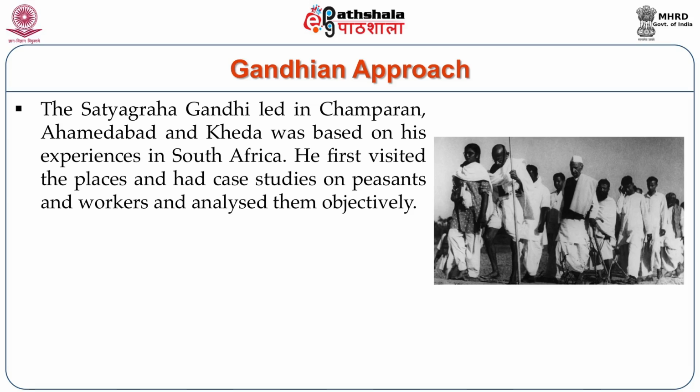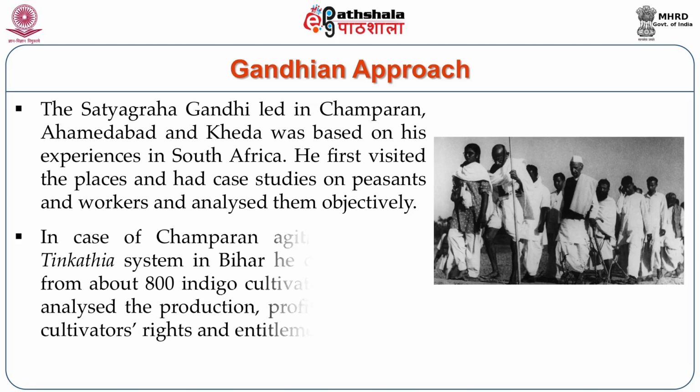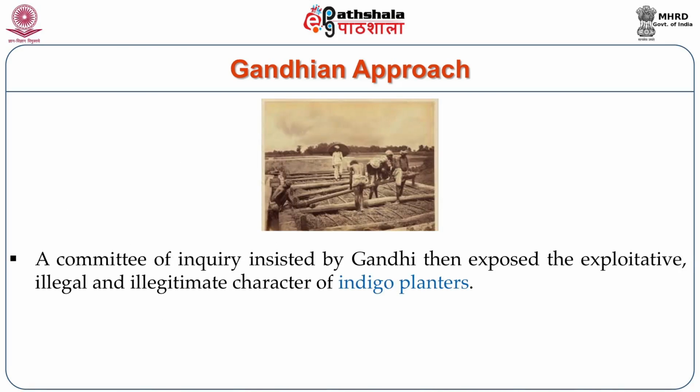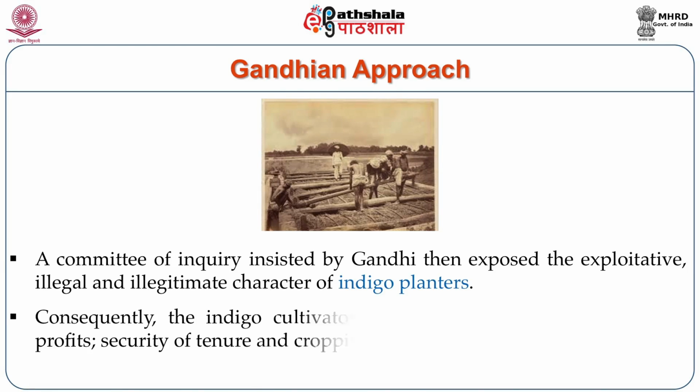He first visited the places and had case studies on peasants and workers, analyzed them objectively. In the case of the Champaran agitation against the Tinkathia system in Bihar, he collected data from about 800 indigo cultivators and then analyzed their situation, their conditions of production, profit, rights and entitlements. Upon his insistence, a committee was formed and they exposed the exploitative, illegal and illegitimate character of the indigo planters.